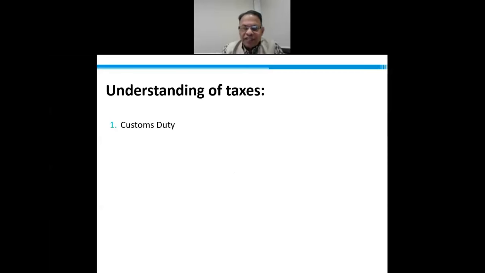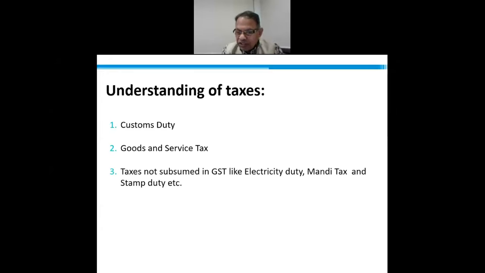So the first tax that we all come across is customs duty. When we are talking of this, please remember we are talking only of indirect taxation. The second tax is goods and service tax. The third, taxes not subsumed in GST, like electricity duty, mandi tax, stamp duty, etc. Then central excise duty and VAT on petroleum products.